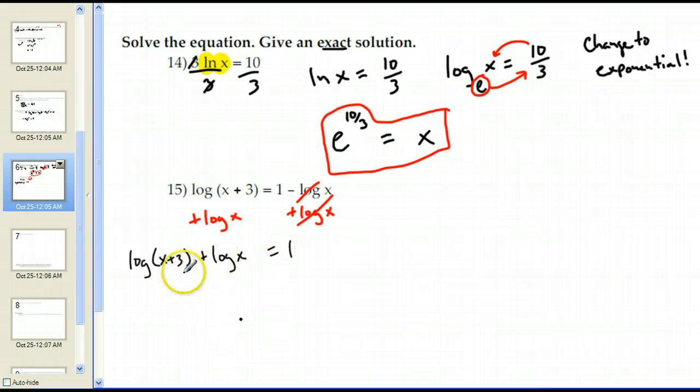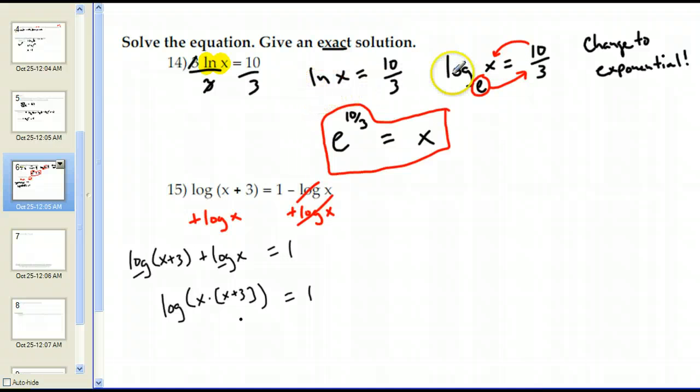Okay, now we're going to use a log property. It says if I have the same base log, and I do here, both of these are the common log, I can multiply the two things together on the inputs, meaning x times x plus 3, into a single log. Now just like we did up here, natural log is log base e. Common log, meaning if we don't write a base down here, is understood to be 10. So I'm going to stick in a 10 right here.